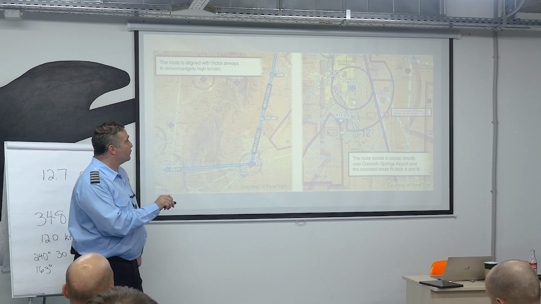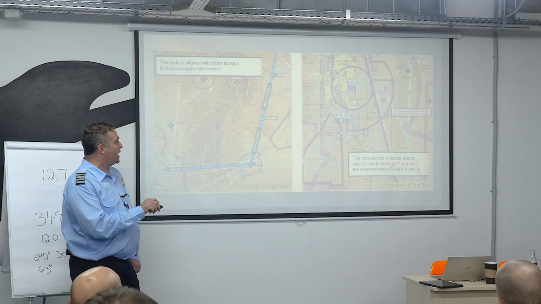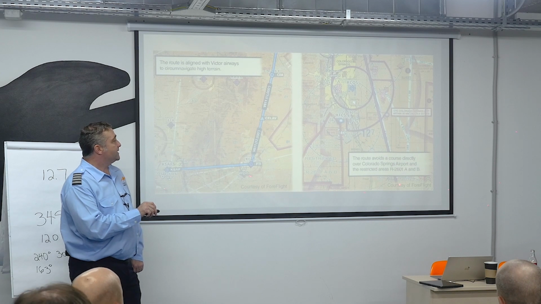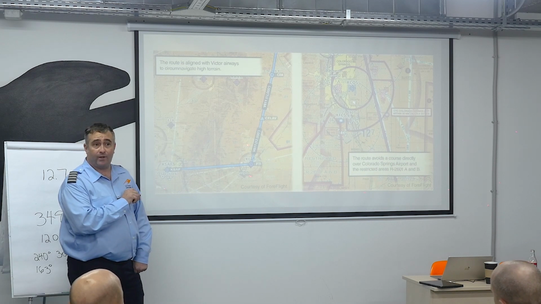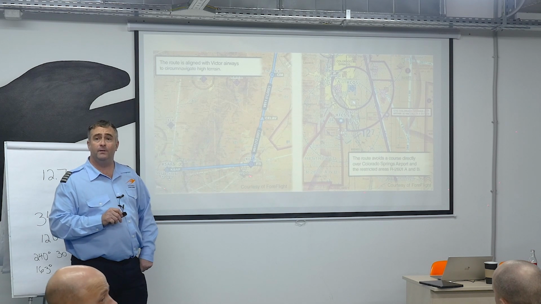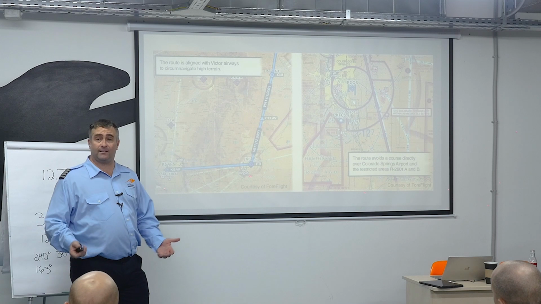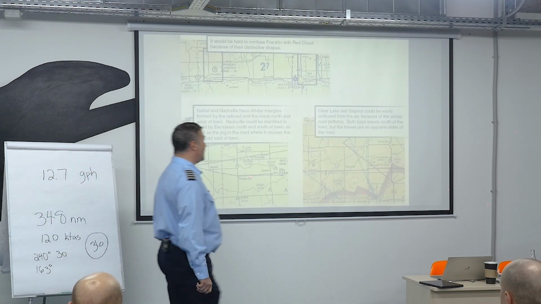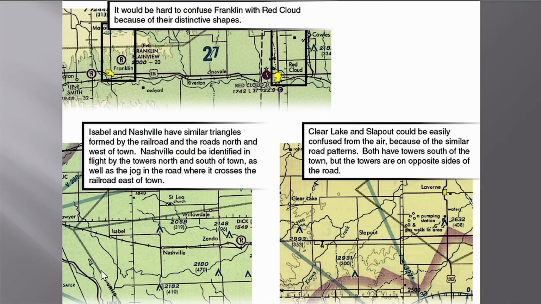A route avoids a course directly over Colorado Springs, a restricted area. So if I don't have any kind of terrain features and I don't have any type of airspace that's causing me a problem, then fly direct. You want to fly directly there. All right. It'll be hard to confuse Franklin County. That's fine. Here goes into the waypoints.